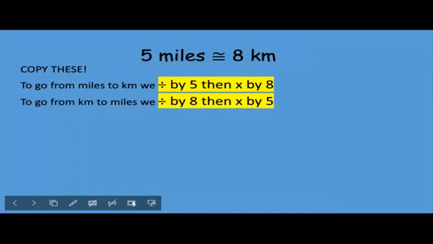Okay, so I want you to copy all of this into your book. What we're saying here is that 5 miles is approximately equal to about 8 kilometers. So going from miles to kilometers, we divide by 5, then multiply by 8. And going from kilometers to miles, we divide by 8, then multiply by 5. Make sure you copy those down, and then we're going to have a look at some examples.